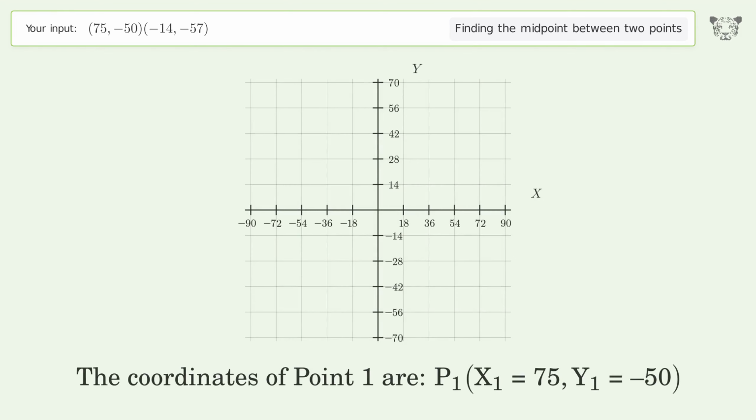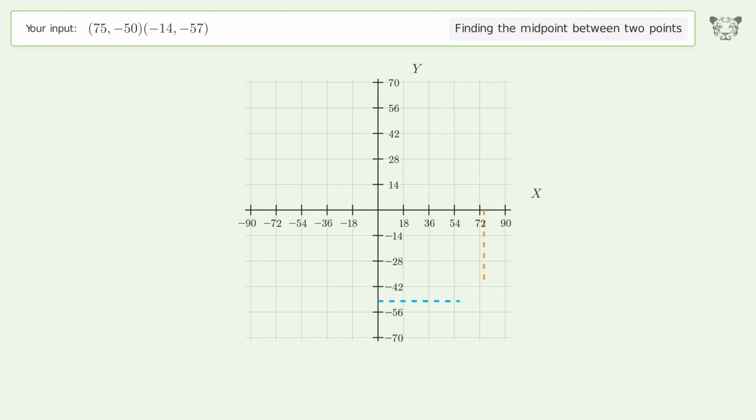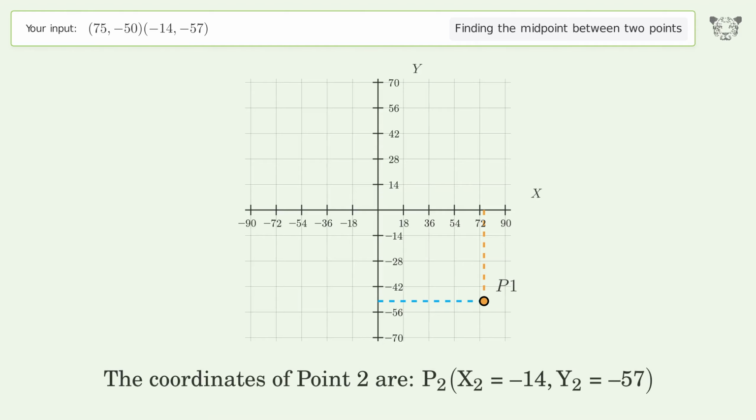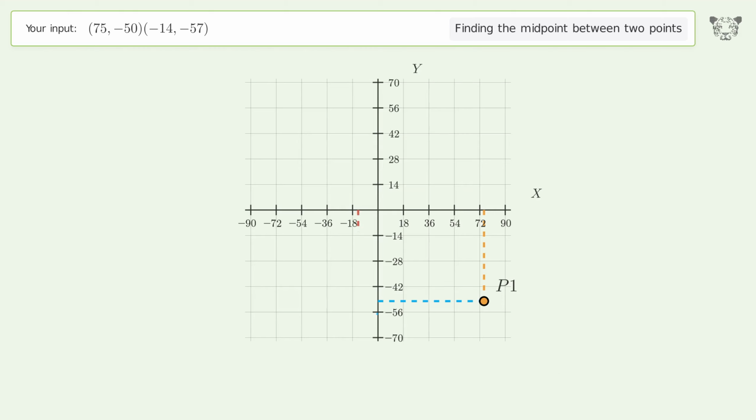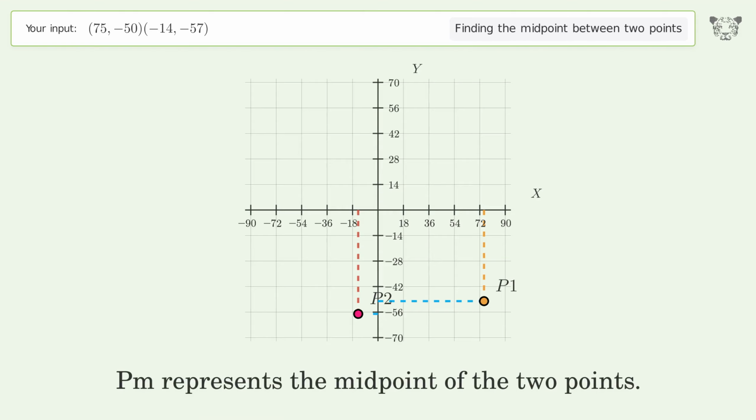The coordinates of point 1 are, x1 equals 75, y1 equals negative 50. The coordinates of point 2 are, x2 equals negative 14, y2 equals negative 57. PM represents the midpoint of the 2 points.